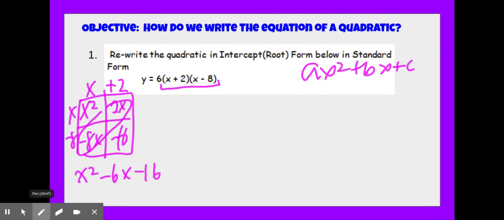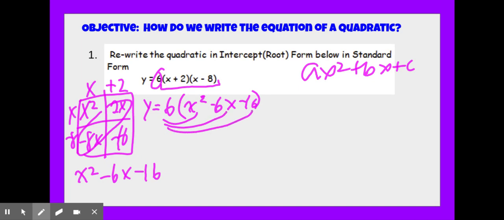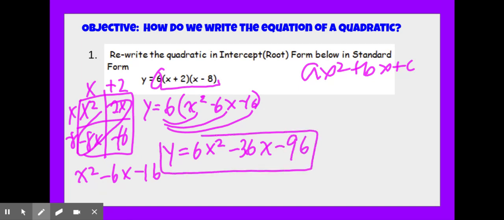Now here, we still have that 6 in front, so we can't forget about it. We're going to replace that expression next to the 6 with the x squared minus 6x minus 16. So now we're going to distribute the 6 to get our final answer, which is y equals 6x squared. Now 6 times negative 6 is negative 36x, and 6 times negative 16 is negative 96. So there's your equation of that parabola in standard form, okay? Pause the video, make sure you get that down.